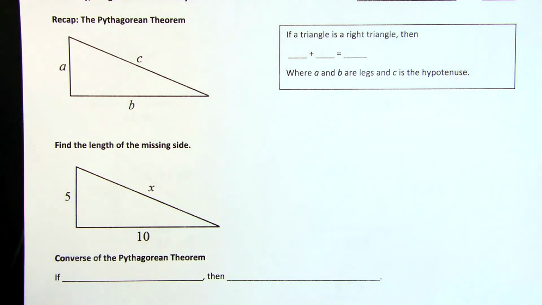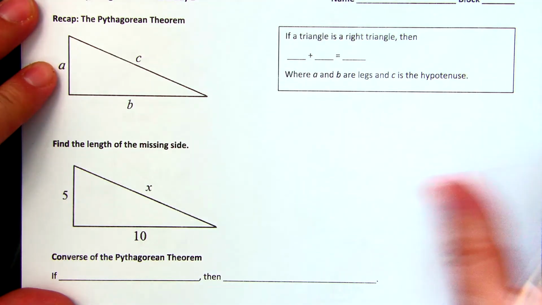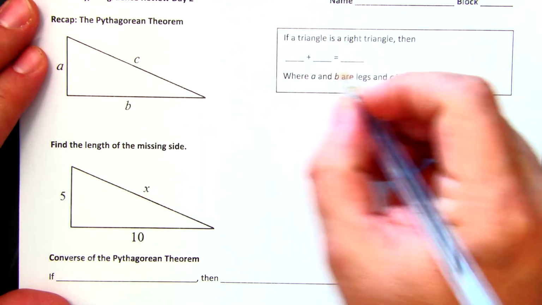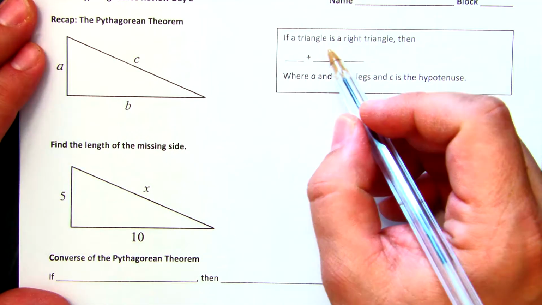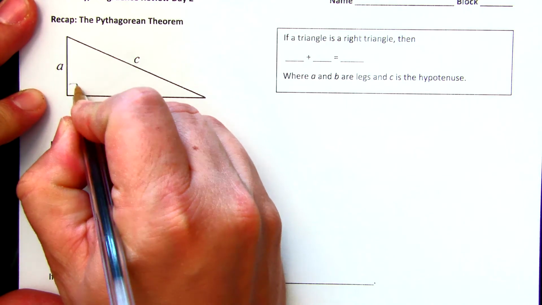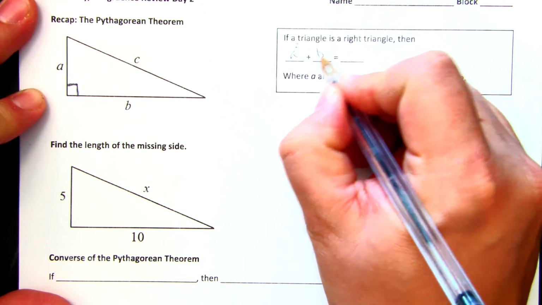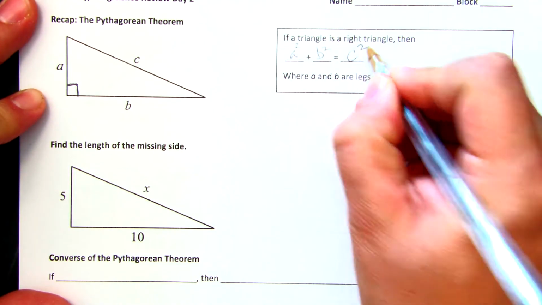All right, I'm going to talk about the converse of the Pythagorean theorem here in this video. So start out with just the Pythagorean theorem, just review what that is. It says that if a triangle is a right triangle, like this one over here, where this is our right angle, then a squared plus b squared equals c squared.